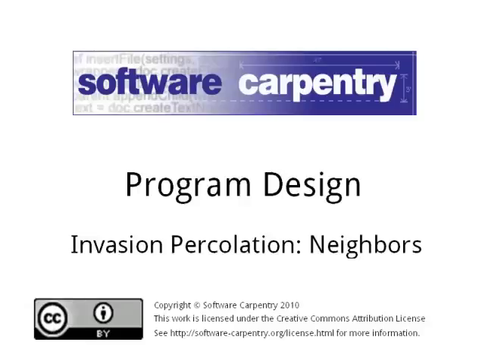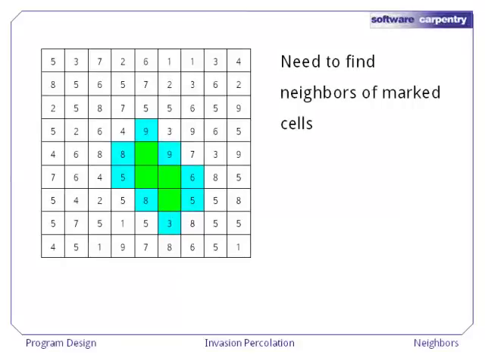Welcome to the fifth episode of the Software Carpentry lecture on program design using invasion percolation as an example. In this episode, we'll take a look at how we find the neighbors of a cell. If you recall, we need to find the neighbors of cells that have already been marked as being filled with pollution. Those cells have been given the value -1.